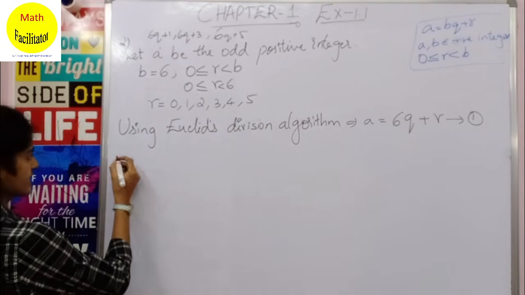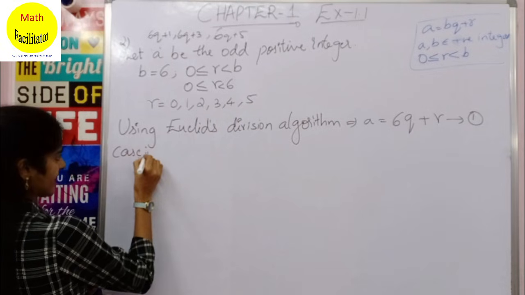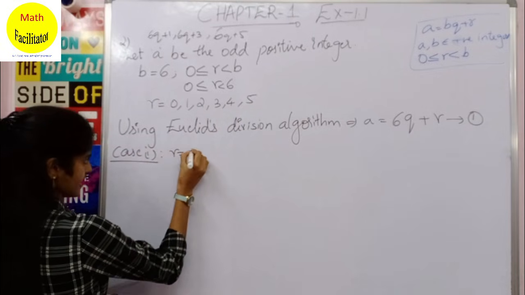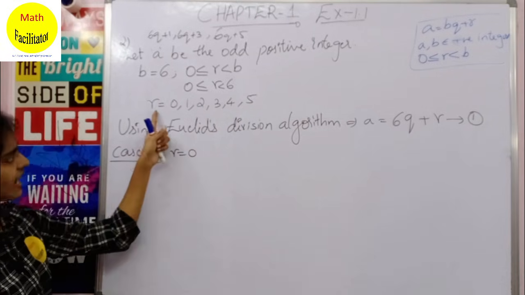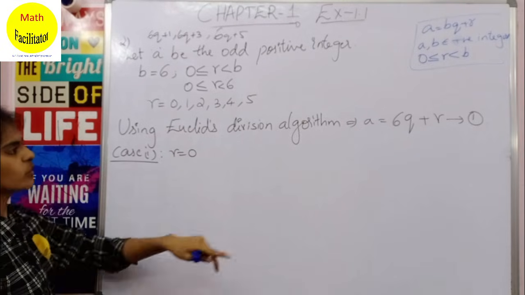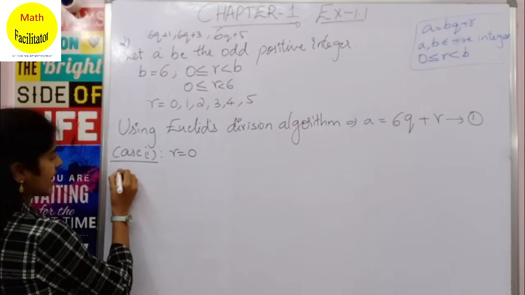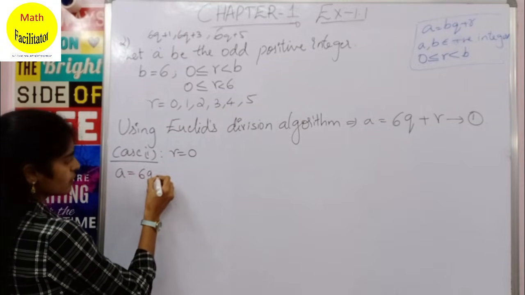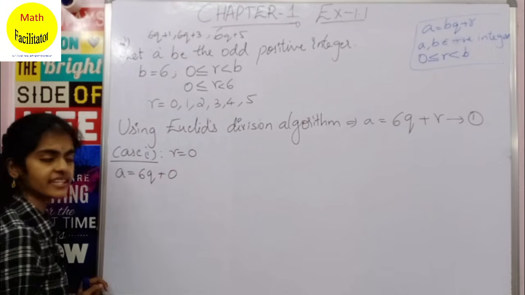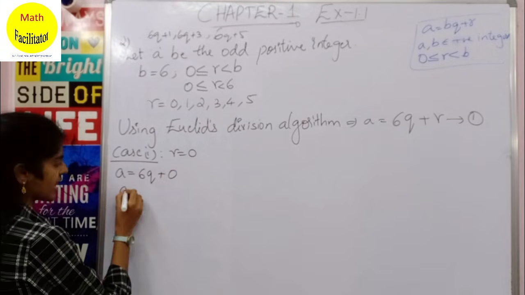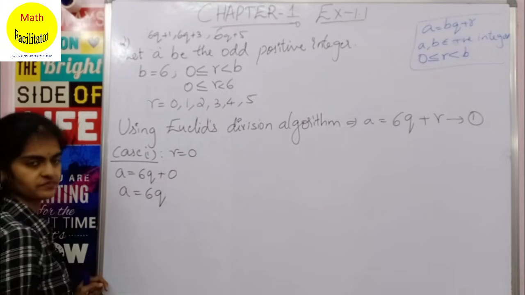Observe carefully. In case 1, I will take r as 0. Taking r as 0 in case 1, equation 1 will be a is equal to 6q plus r. R is 0, so a equal to 6q.